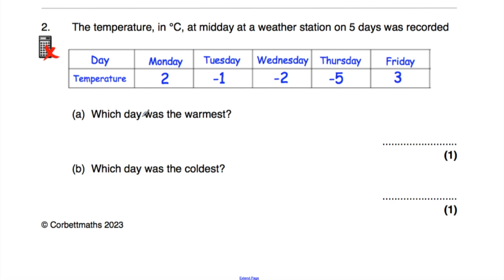And part A says which day was the warmest. So if we have a look at these numbers, the highest number is the 3 degrees Celsius. So which day was the warmest? That will be Friday. It was the warmest on Friday. And part B says which day was the coldest. So we're looking for the coldest temperature, and that would be -5 degrees Celsius. So that was on Thursday. So which day was the coldest? Thursday. And that's it.